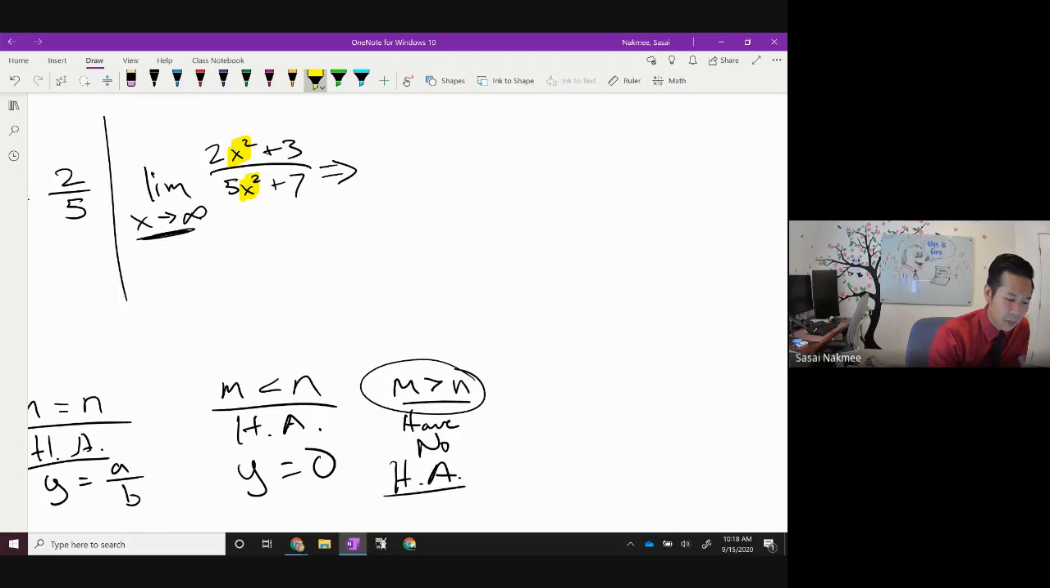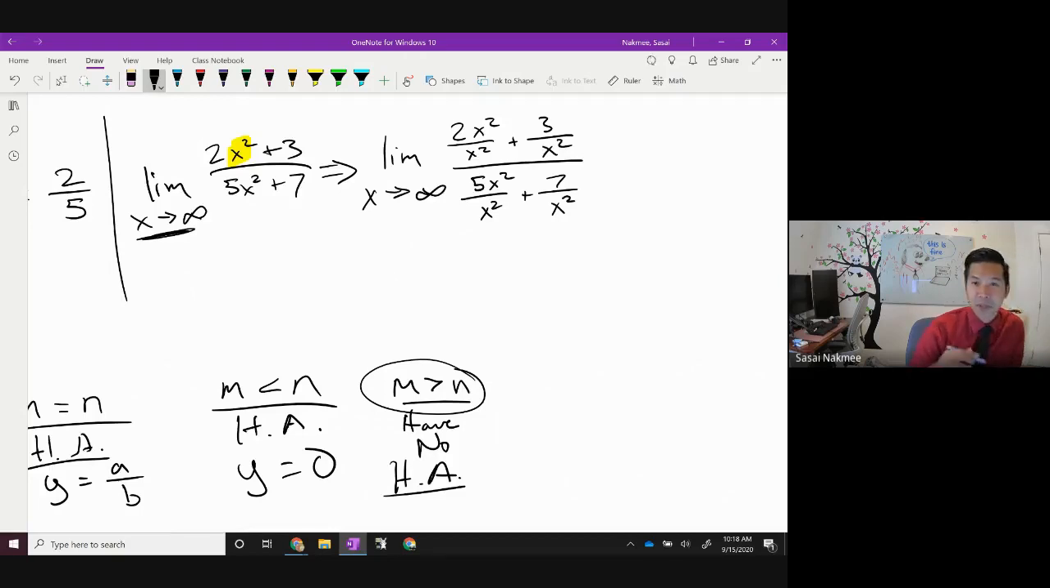And it happens in the bottom too, but I don't care about that. I just care about it once, right? And what I'm saying is to rewrite this thing and divide every term you see with that x squared term. So here's what I mean. I can rewrite this as the limit as x goes towards infinity of 2x squared divided by x squared plus 3 divided by x squared, all over 5x squared divided by x squared plus 7 divided by x squared.